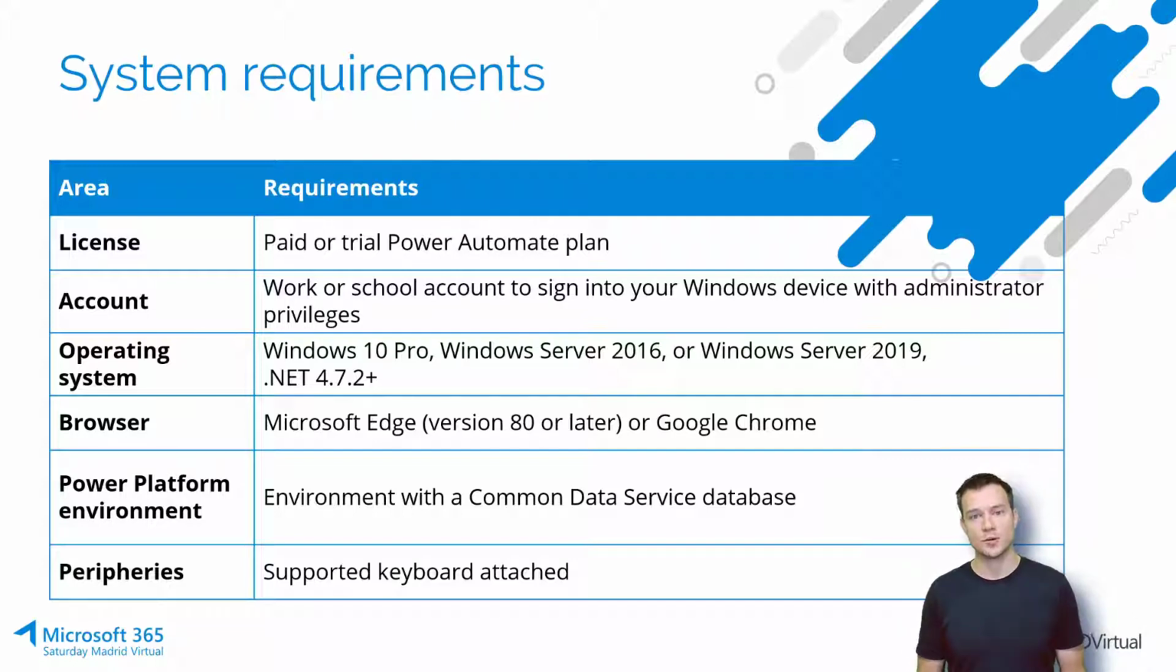Also, we need Windows 10 Pro or Enterprise or Windows Server. Now, the RPA will not run on Windows Home or educational versions, because this is a tool meant for enterprises, and therefore it is not going to be available for the home editions. Now we need to have Microsoft Edge or Chrome, or speaking about the Power Automate Desktop, Firefox is cool as well. Then we also need to have an environment with a common data service, because this is where all the flows are saved. And then we also need to have the keyboard and mouse, because somehow we need to code or program this bot to make those actions.